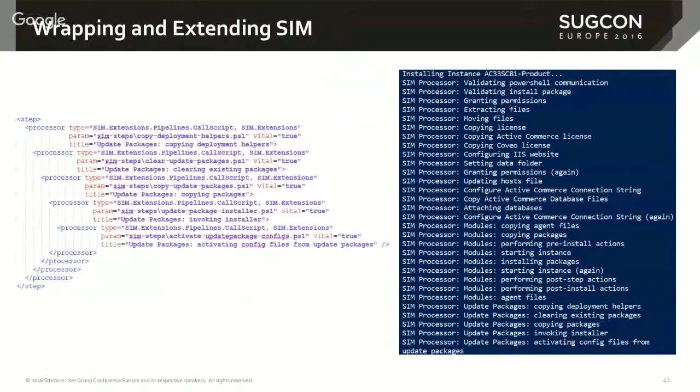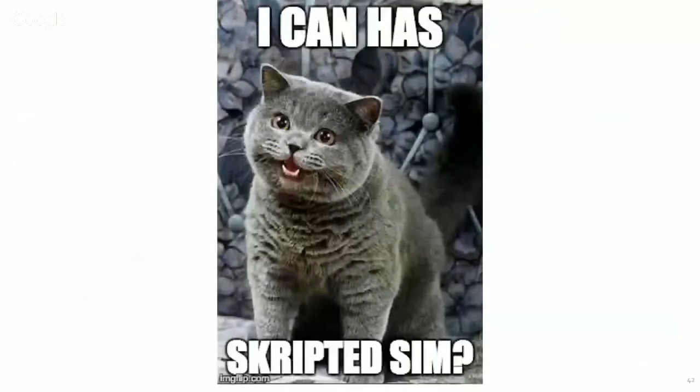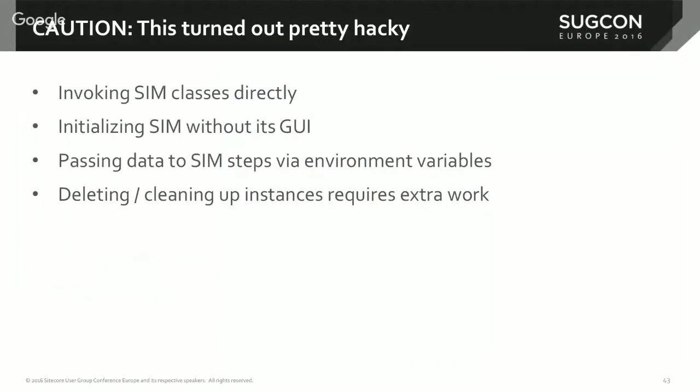This is what some of our PowerShell steps look like, and this is what SIM looks like being redirected to the shell. You can see some of the custom steps in there, like setting up the Active Commerce database and installing update packages. So can you have scripted setting? Maybe. In the end, this did turn out to be pretty hacky.